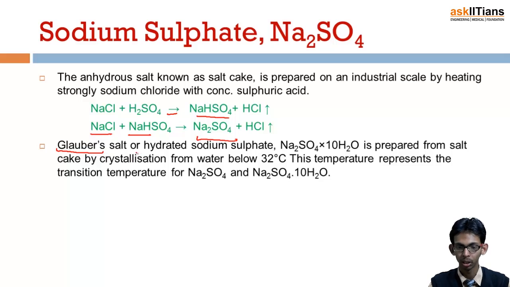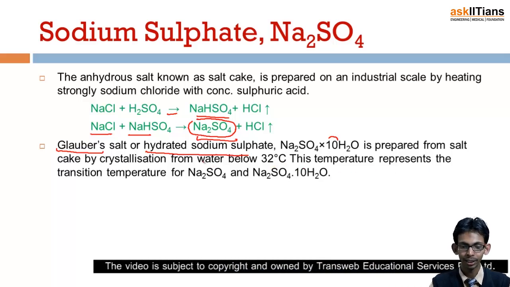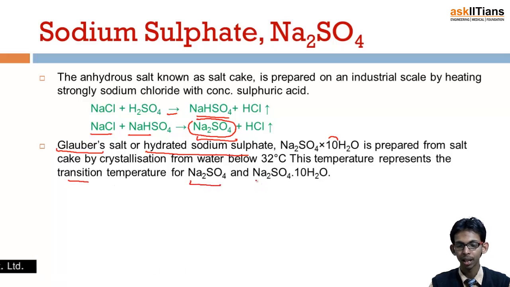Glauber's salt, or Glauber salt, is hydrated sodium sulfate, that means it contains 10 waters of crystallization. Again, it is prepared from salt cake. This was salt cake basically, anhydrous Na2SO4, but when it contains 10 waters of crystallization, it is known as Glauber salt. It is formed by crystallization from water below 32 degrees Celsius. This temperature represents the transition temperature for Na2SO4 into Na2SO4 with 10 water molecules.